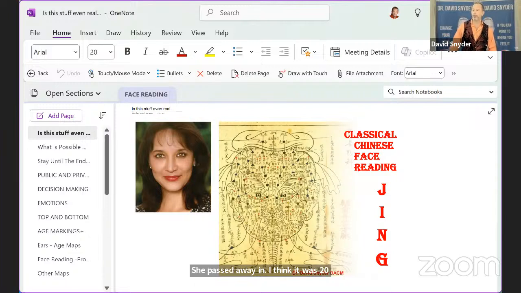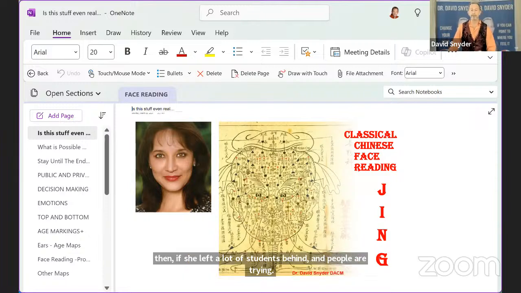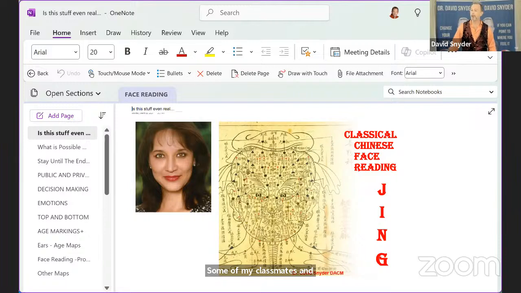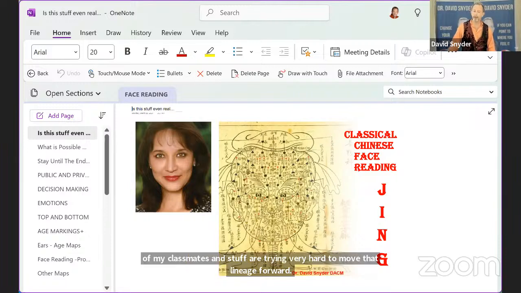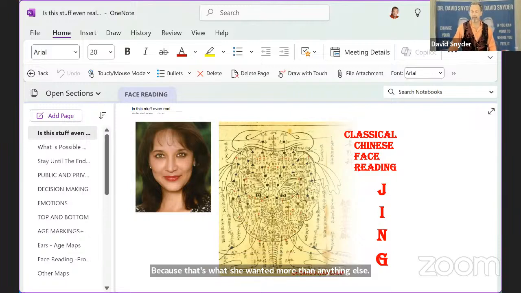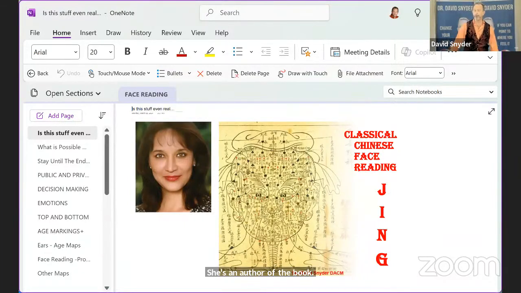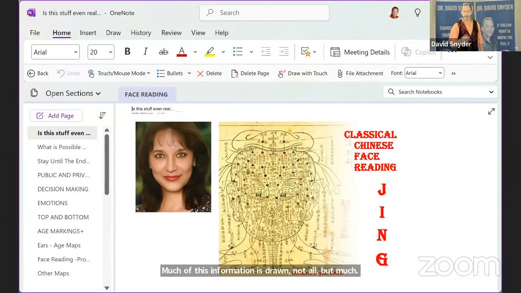And then she left a lot of students behind, and some of my classmates are trying very hard to move that lineage forward because that's what she wanted more than anything else. She truly wanted this information to get out to the public. She had a tremendous fascination with human psychology. She's the author of the book Face Reading in Chinese Medicine, from which much of this information is drawn, not all, but much.